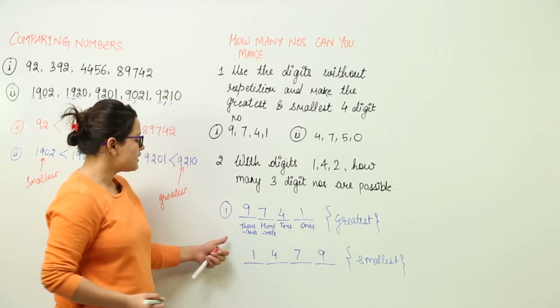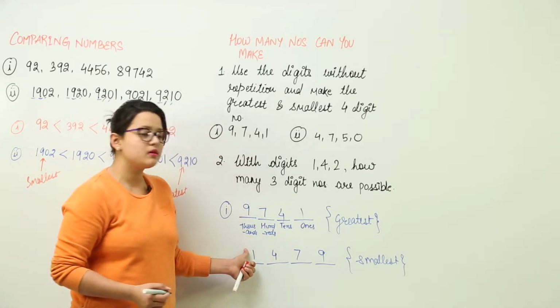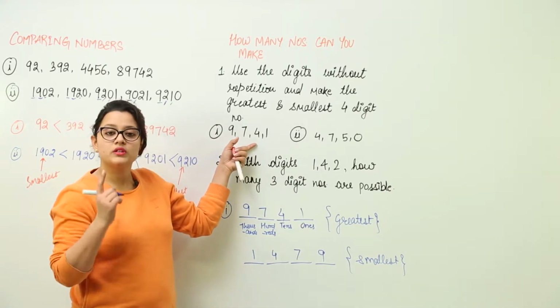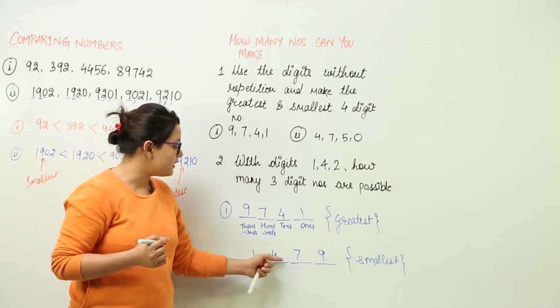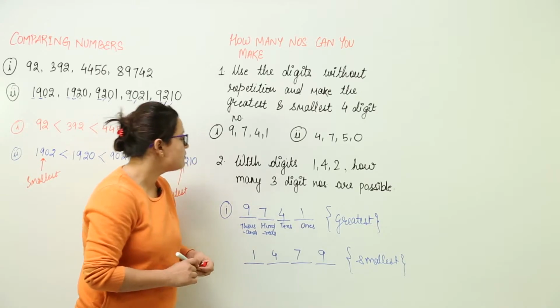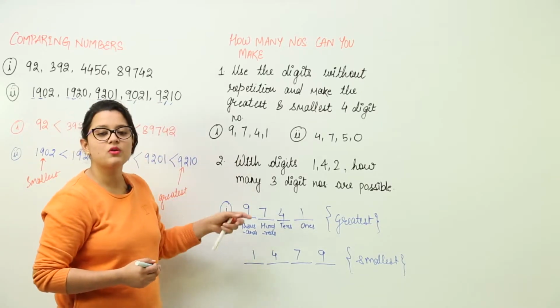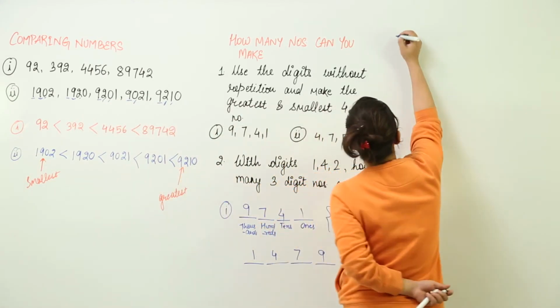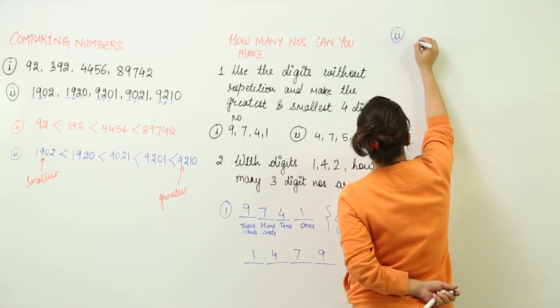Now you can check, this is the smallest 4-digit number possible with the help of these digits without repetition. We are not repeating any digit. Similarly, this is the greatest 4-digit number possible by use of these digits without repetition. Moving to the next example, please pay attention to this example, it is very important.